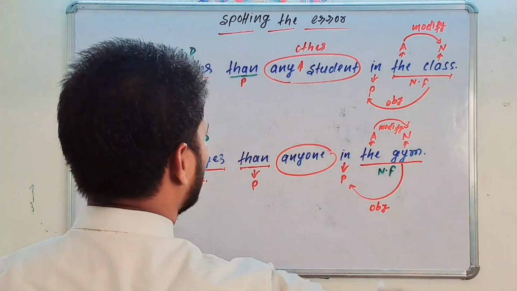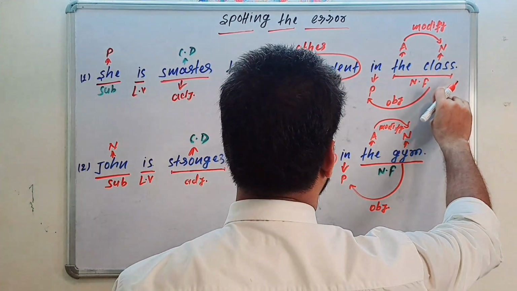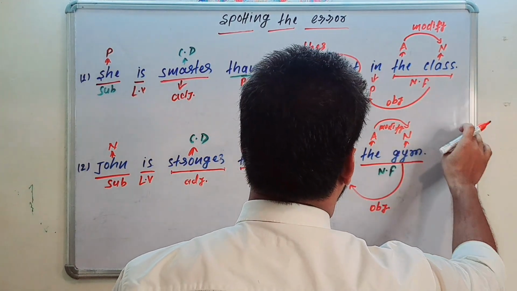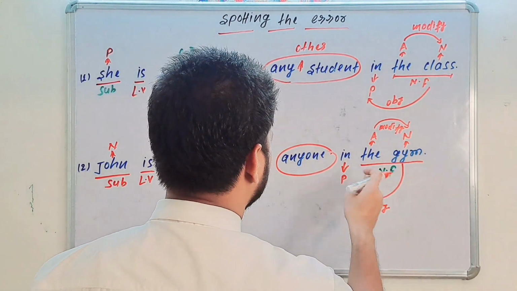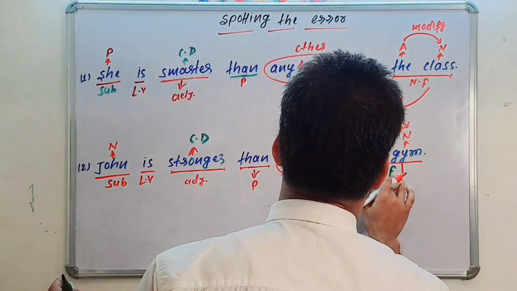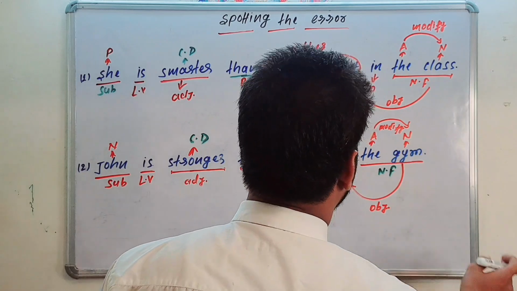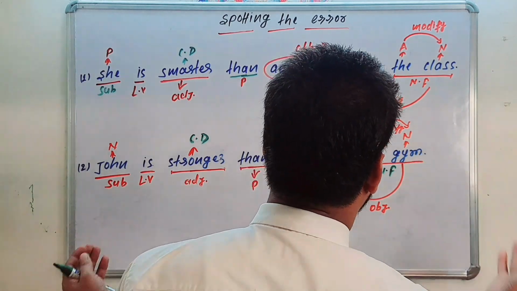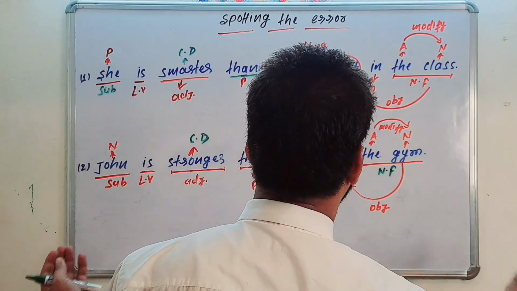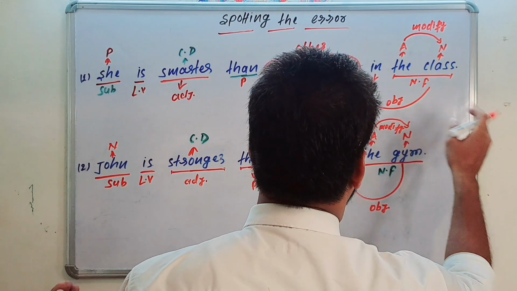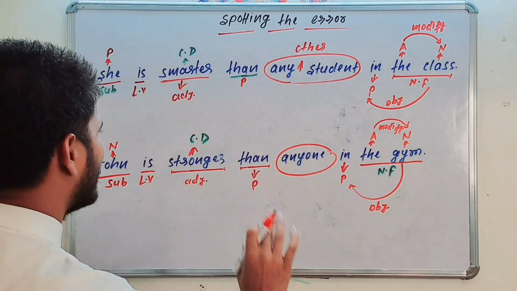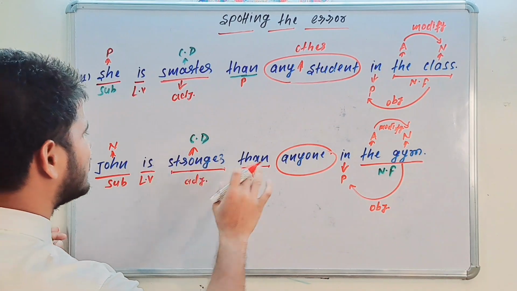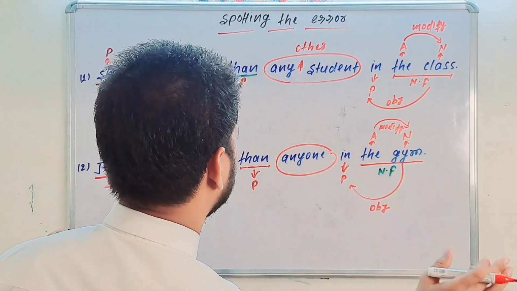According to the first sentence here, the gym, the class, is an object of preposition. The preposition is used just before the noun phrase. This is your noun phrase: the gym, the modified gym. The gym is an object of preposition. Again, see here, John is stronger than anyone in the gym.